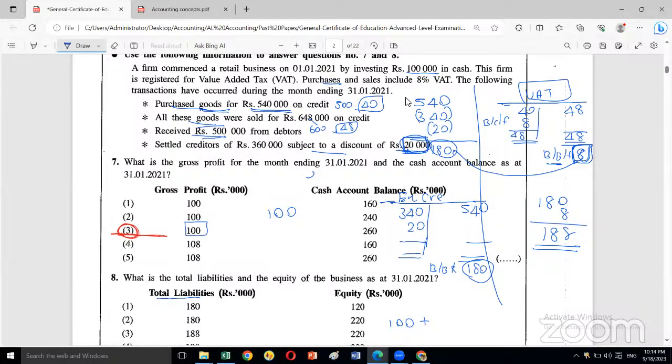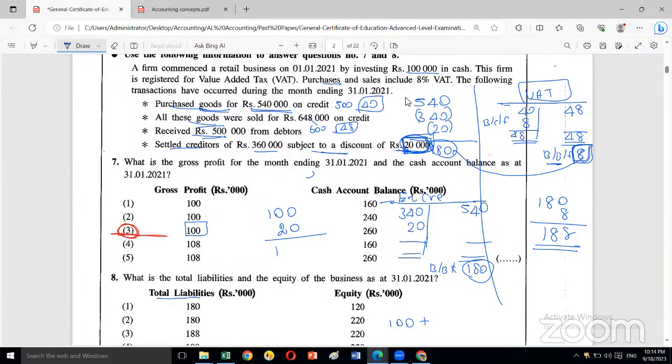See, how much? 20. Settle the creditors 360, subject to a discount of how much? 20. Baba, when I am settling to creditors, I will get the discount. Discount received. When I am paying to creditor, I will get the discount. So discount received is a what? Income.